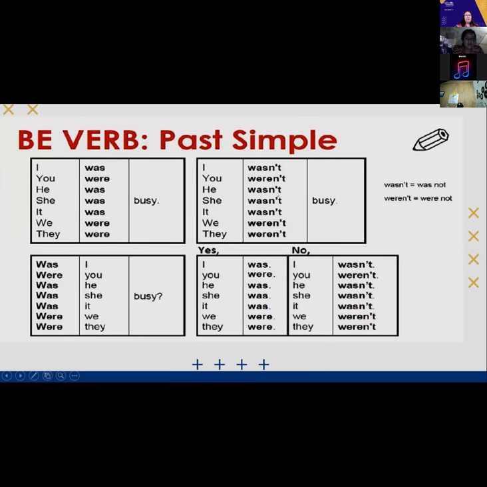Como les decía, en la forma negative, lo único que hago es agarrar el not y se lo pongo a la par, ¿verdad? Al was o al were. Ahí va a ser opcional si usted lo quiere decir contractado o sin contractar. Eso es a matter of likes, cuestión de gustos. Si usted lo quiere decir sin contractar, no hay ningún problema. Puede decir, I was not at home last night. He was not busy. She was not my friend. Yes? O usted dice, no, me suena más contractado, suena más rápido.